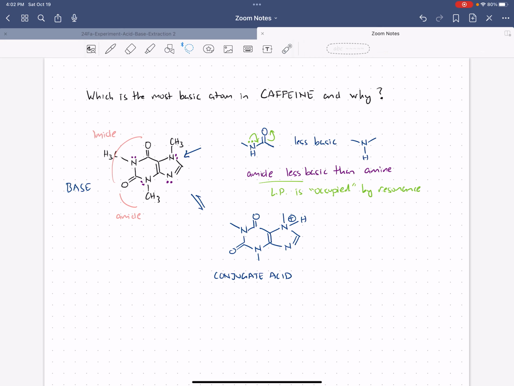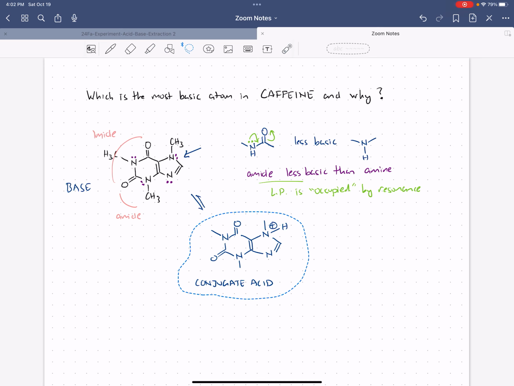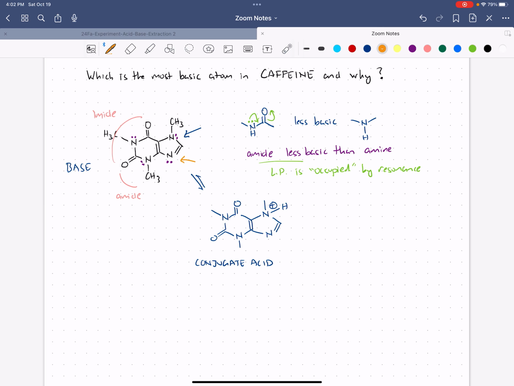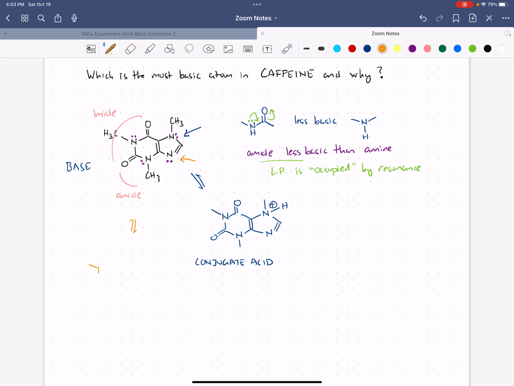Okay, so that is our first conjugate base. I'll write it here. And I am going to compare it to another conjugate base, and those are my two choices. Either the nitrogen pointed by the blue atom or the nitrogen pointed by the orange atom. Okay, I'll keep the color coding going. And now this is our second conjugate base that we have to figure out, is this likely to happen?